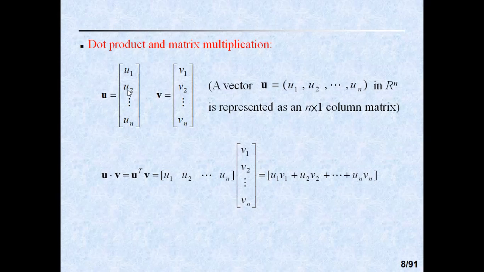What is the transpose of this u vector? The u vector is already in the form of a column vector. The transpose of this column matrix is a row matrix: u1, u2, un, into v1, v2, vn, which is the same column matrix v. Now multiplying these two, you already know that in matrix multiplication we take the first row with the first column. That's why u1 v1 plus u2 v2 plus so on plus un vn. This is the matrix multiplication.